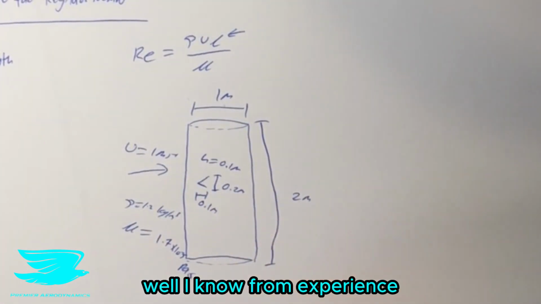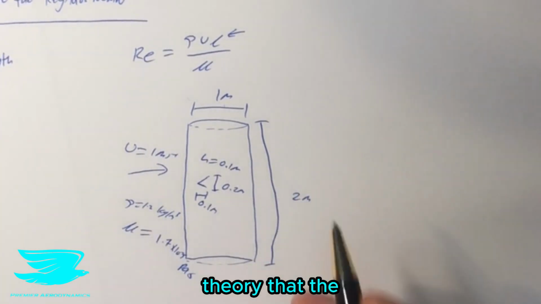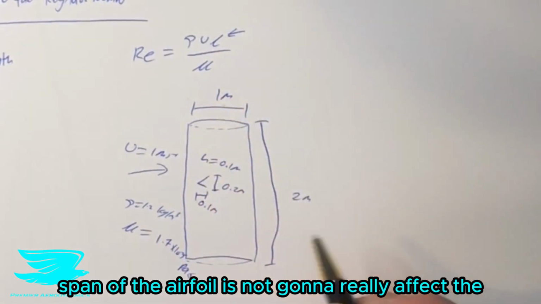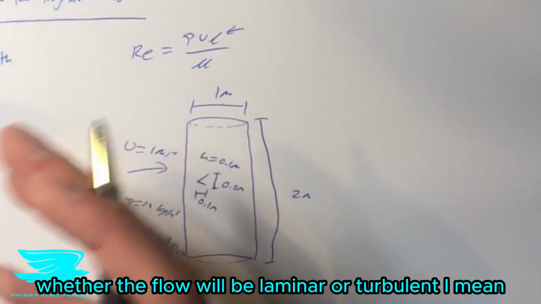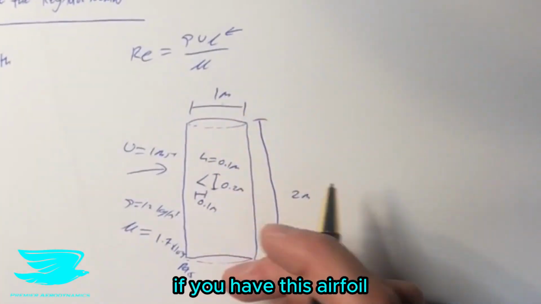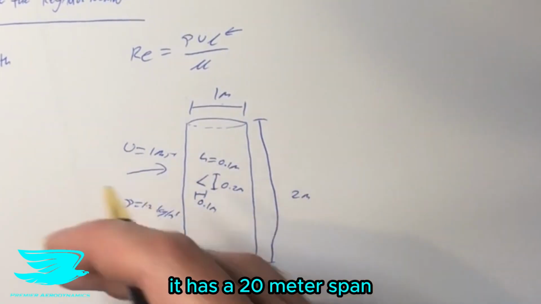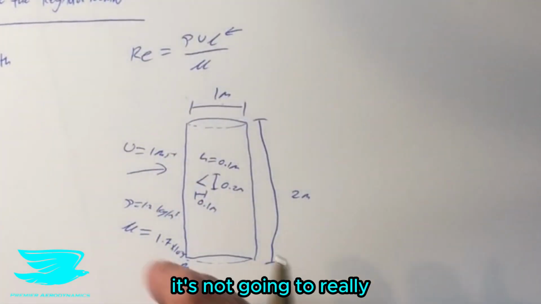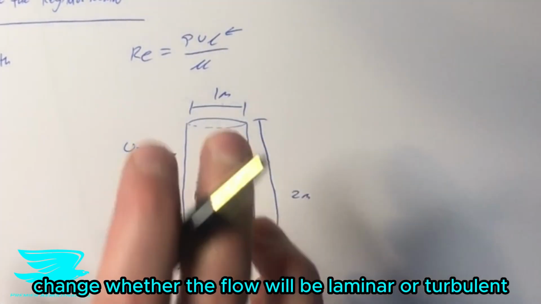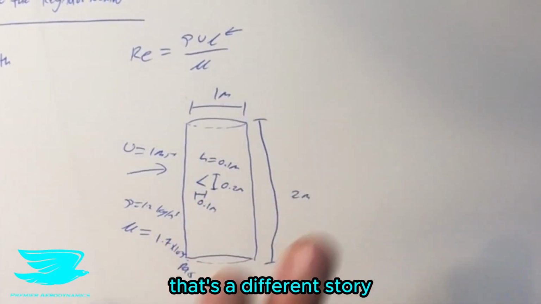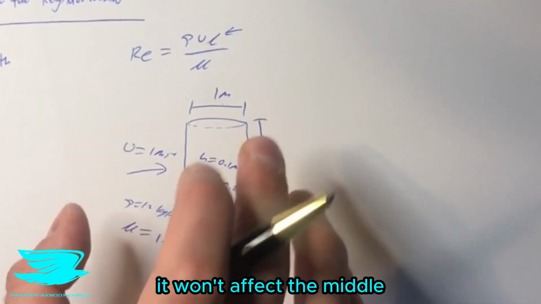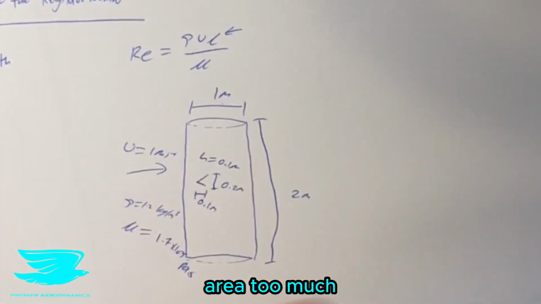Well, I know from experience and just from theory that the span of the airfoil is not going to really affect the Reynolds number too much in terms of whether the flow will be laminar or turbulent. I mean, if you have this airfoil, which is 10 times this length, 20 meters of span, it's not going to really change whether the flow will be laminar or turbulent. When you get to the wingtips, okay, that's a different story. But generally speaking, it won't affect the middle area too much.